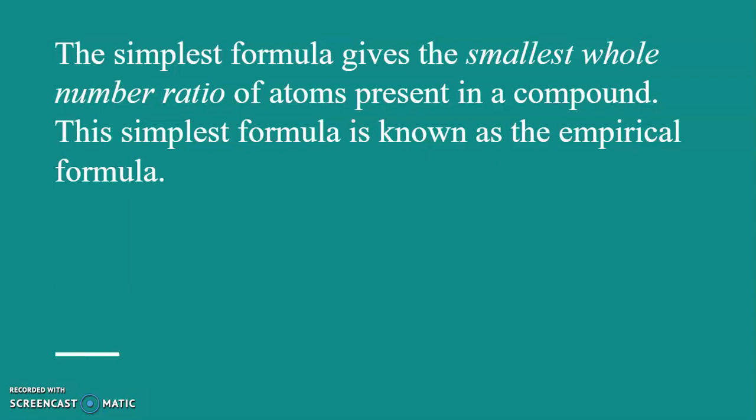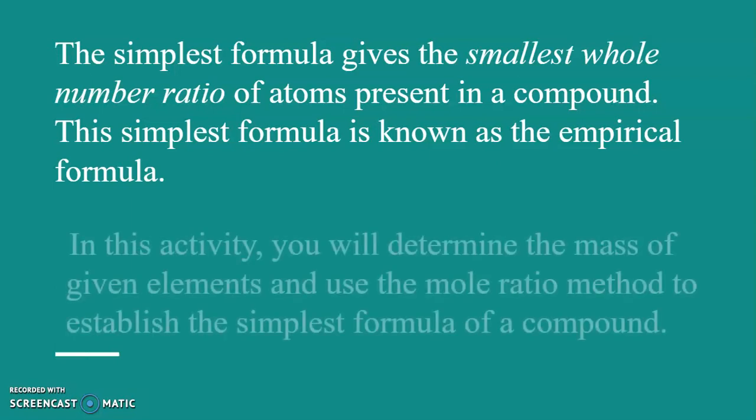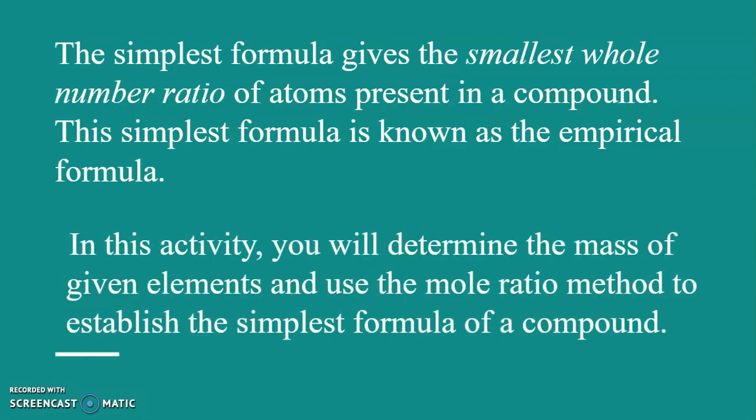Well, now we're going to be chemists, and we're going to determine in the lab how much of each of the various elements in a compound, what their mass is, and use that to then figure out the empirical formula. So that's what we're going to do. We're going to determine the mass of given elements and use the mole ratio method, which is what you've been doing, to establish the simplest formula of a compound.